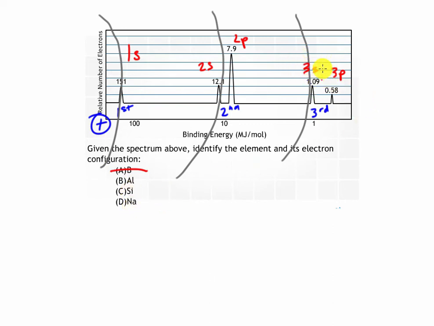Well, we're past the 3s. Sodium ends on the 3s, so we know that it can't be sodium, because there's no 3p that the sodium atom has in a neutral state. It then leaves us with aluminum and silicon.